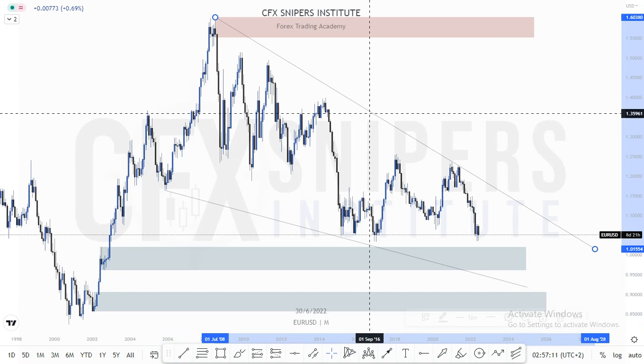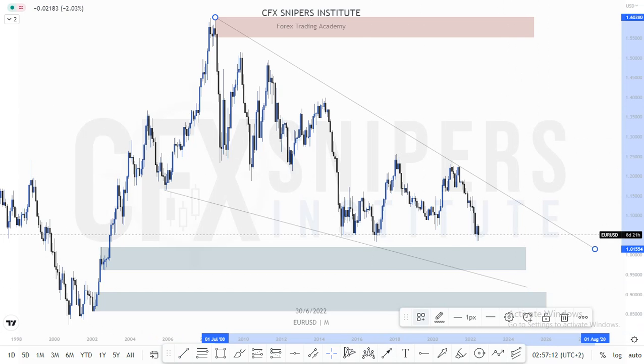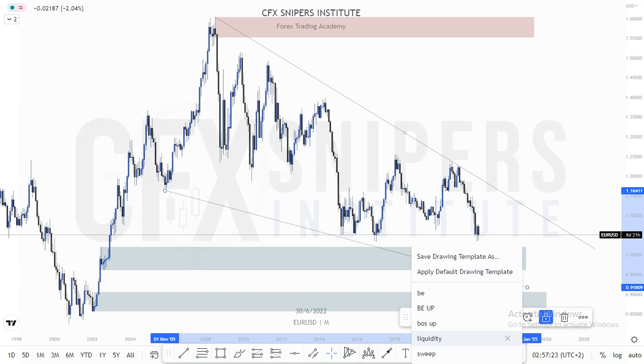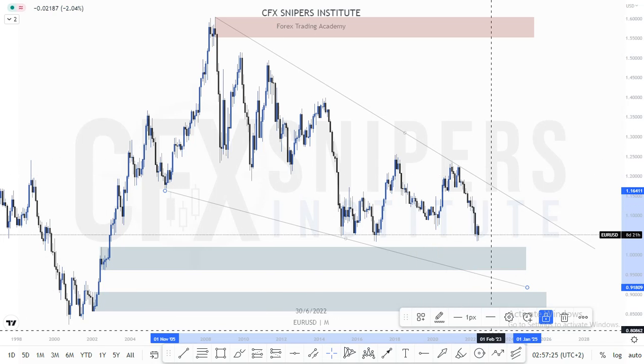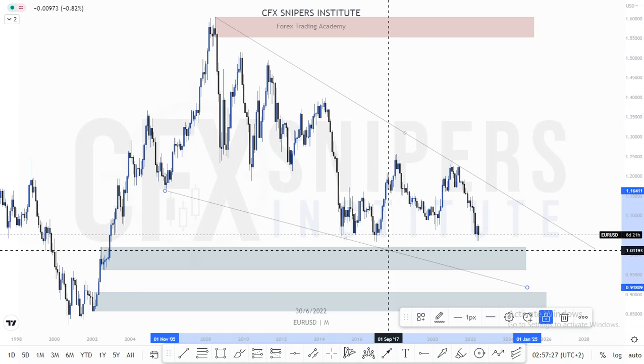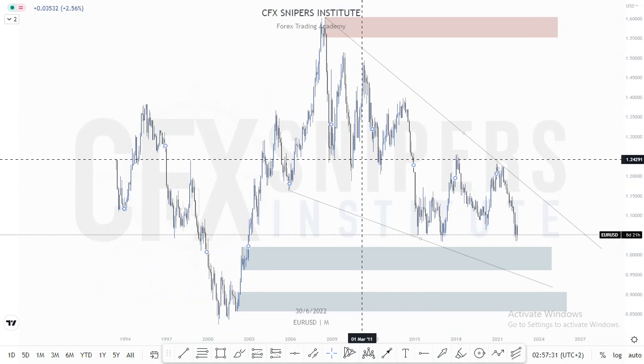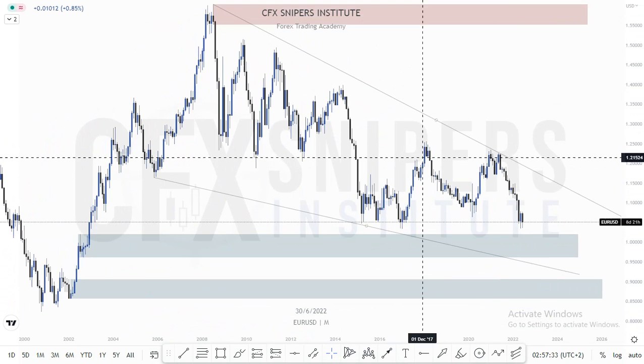So this right here is also liquidity, because this is where people take their sales all the time, of which the market makers will want to first clear liquidity before making an actual move. So these are both liquidity pools, and for the monthly time frame we're basically done.